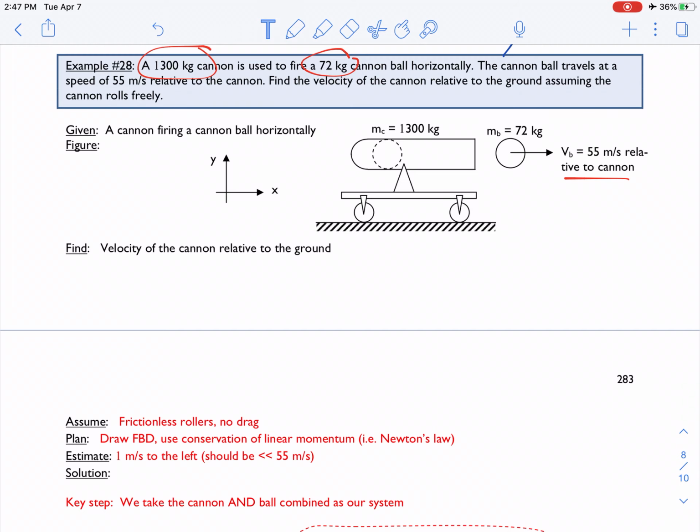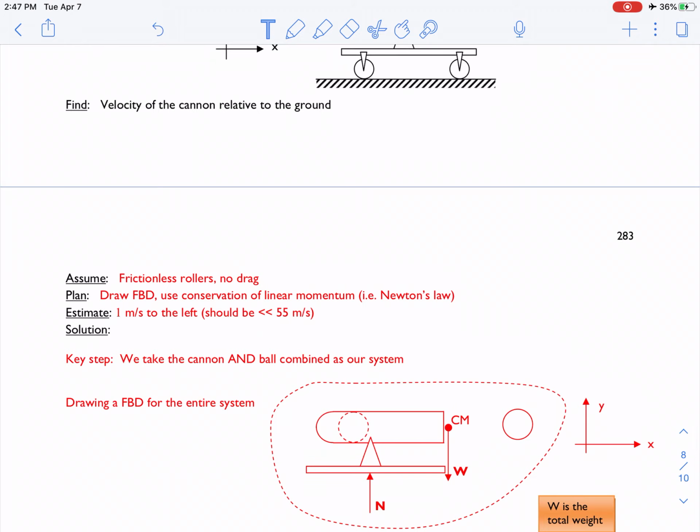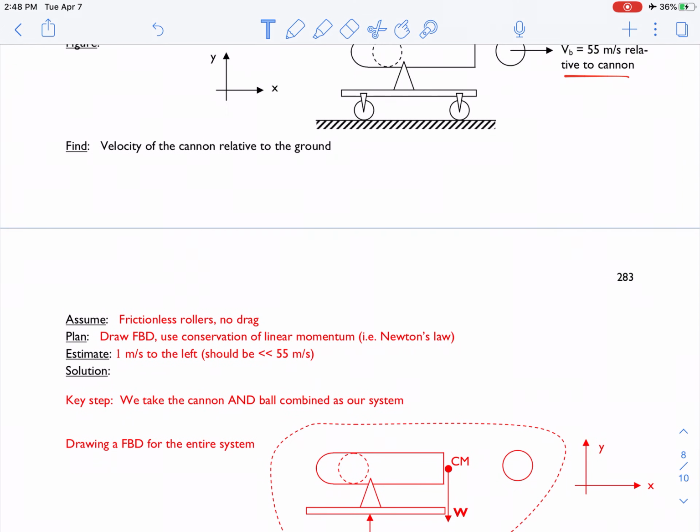Okay, so we are trying to find the velocity of the cannon relative to the ground. And again, we're assuming there's no friction and also no drag, so that the rollers are free to roll. Okay, and we will draw a free body diagram because again we're dealing with the second law. We will use conservation of linear momentum.